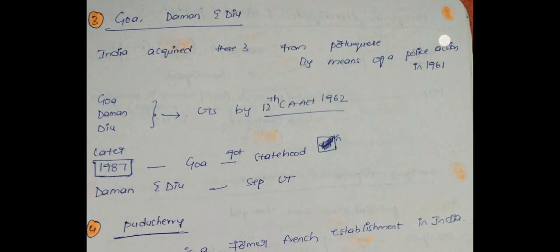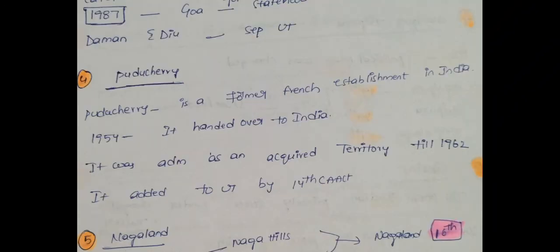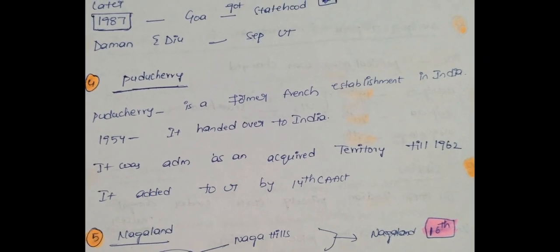Next one is Puducherry. The territory of Puducherry comprises former French establishments in India. It was handed over to India by the French in 1954, and it was administered as an acquired territory till 1962. After that it was made a union territory by the 14th Constitutional Amendment Act.